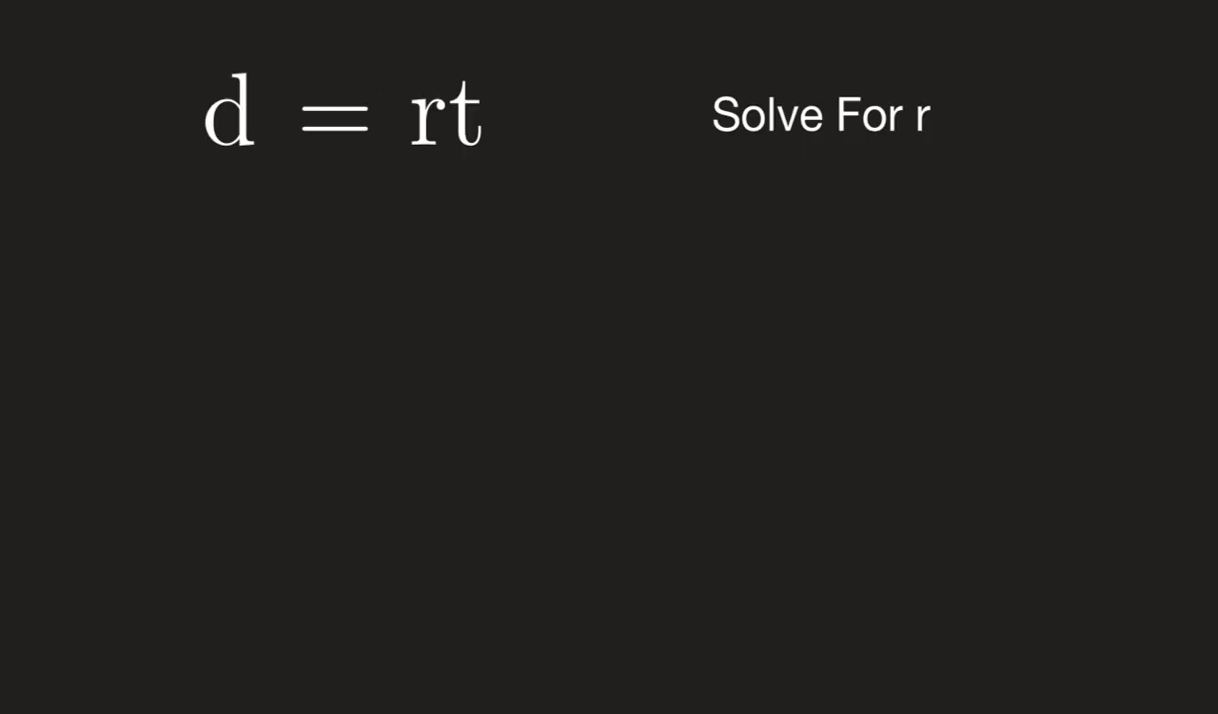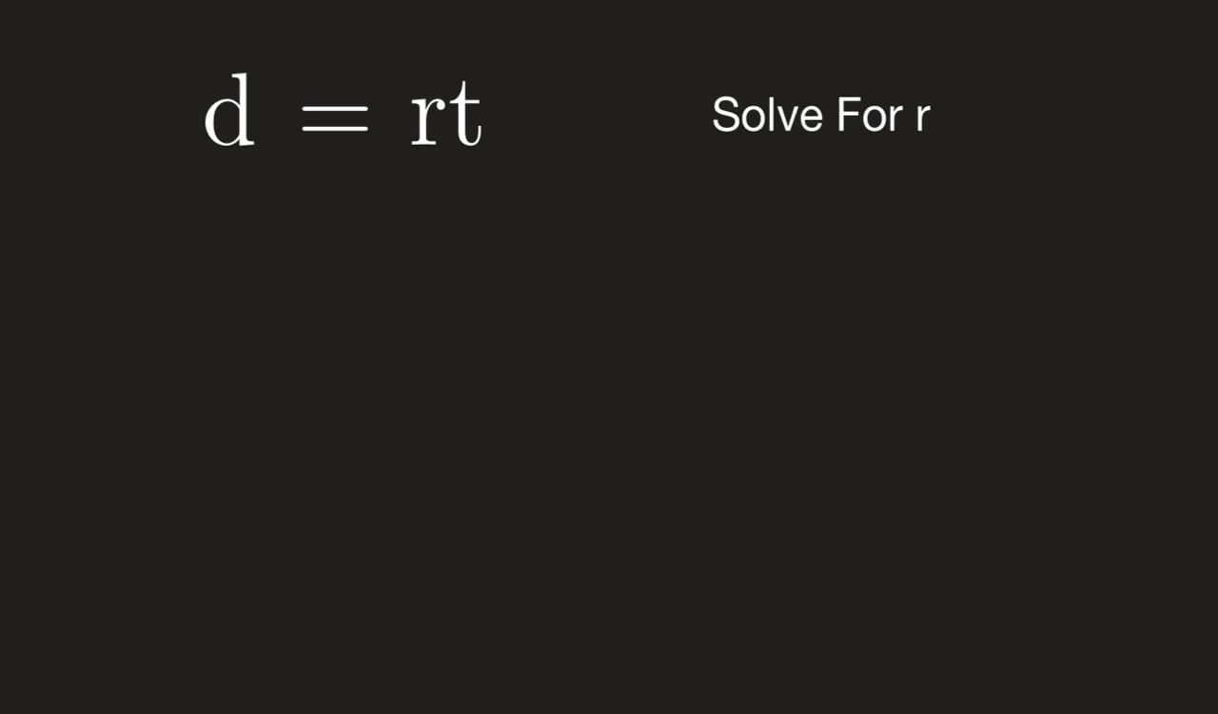All right. Let's go here. What you are seeing here is the distance formula. Distance equals rate times time. Okay? Simple formula. We're going to solve this for R. Okay?